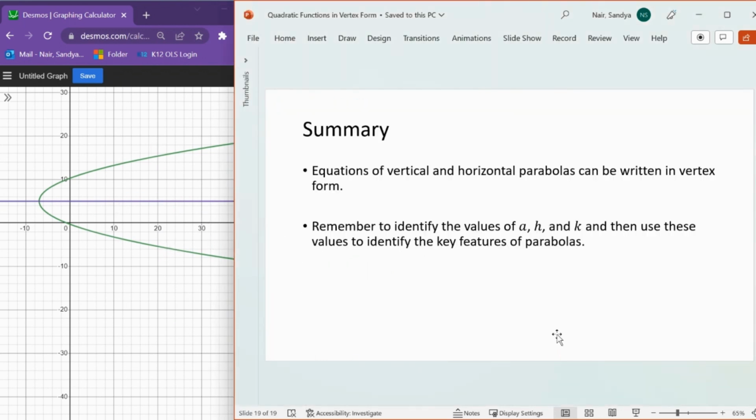So remember that equations of vertical and horizontal parabolas can be written in vertex form. Remember to identify the values of a, h, and k, and then use these values to identify the key features of the parabola.